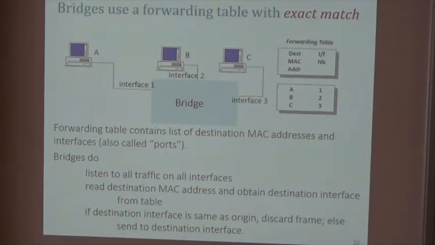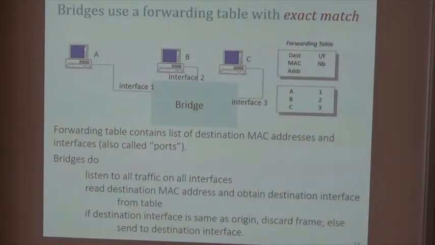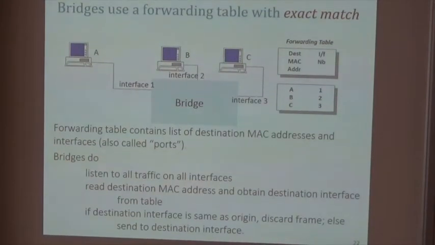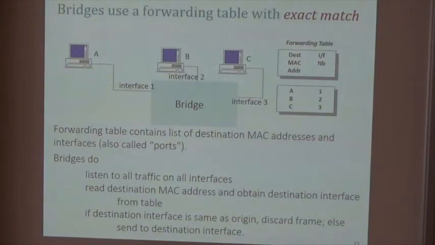And by default, what I'm describing here is the default switch operation. We will talk a bit later and see that by software-defined networking, you can modify all the operations of a switch. But by default, what you do is you go to a forwarding table, which is different from what you do for IP. It's a table where you do exact match. So in the forwarding table, you have a list of all the MAC addresses and the interfaces. For bridges, we sometimes say interface, sometimes we say port. It is the same. The interface on which this address is, for example, here, B is on interface number 2, C on interface number 3.